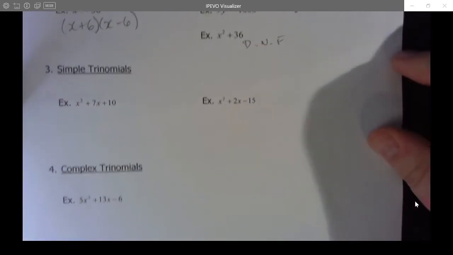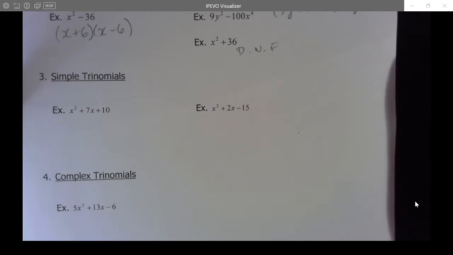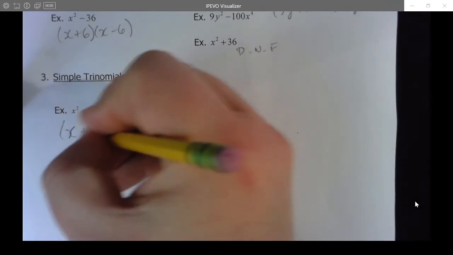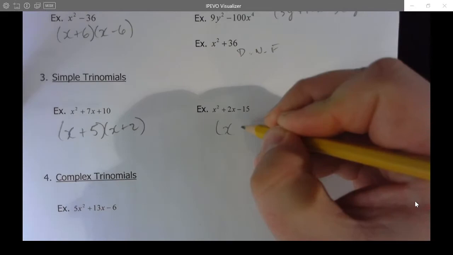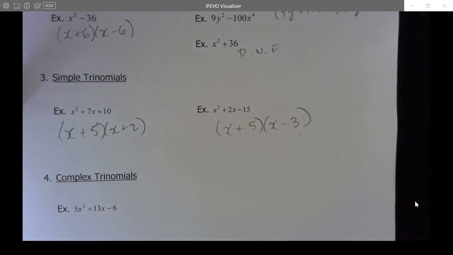Okay, give yourself 30 seconds and see if you can factor those two simple trinomials. On your marks, get set, go. Did you get that this one is x plus 5, x plus 2, and this one is x plus 5, x minus 3? We've been doing lots of this stuff.